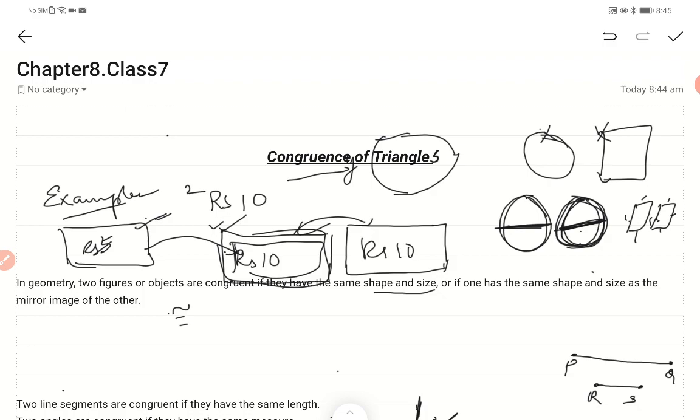I think that was the best example I could give you for the congruency of yourself. All right. So congruency is what? It is just that you need to have the same shape and size as well.